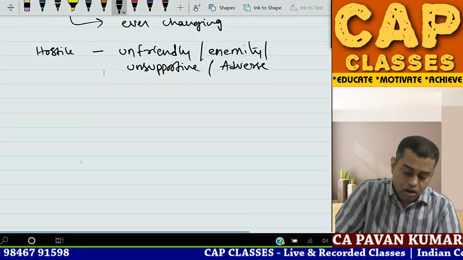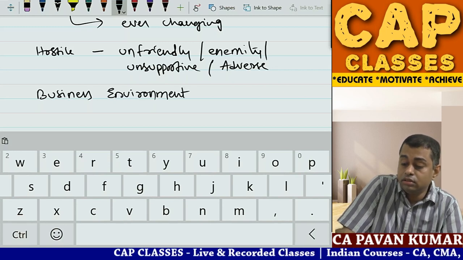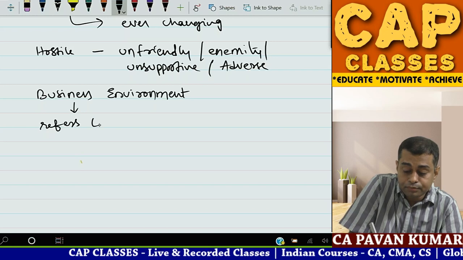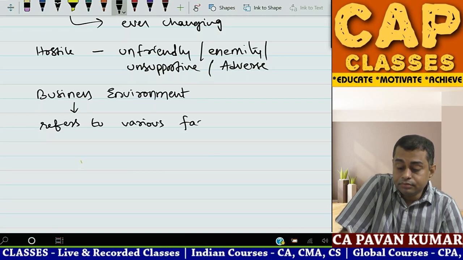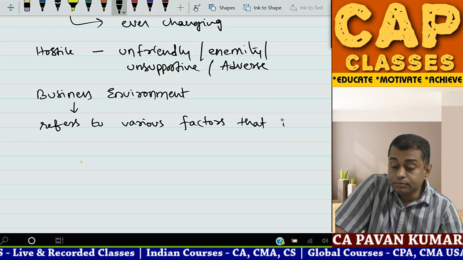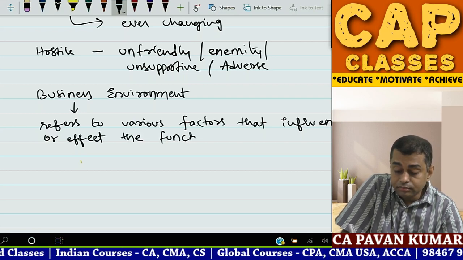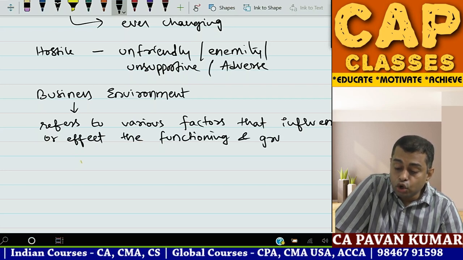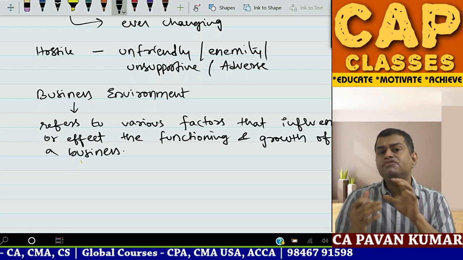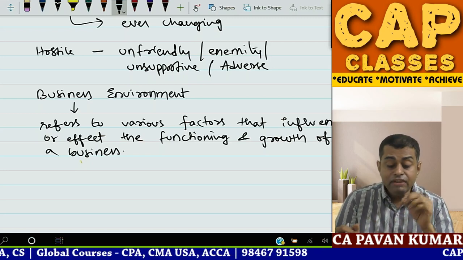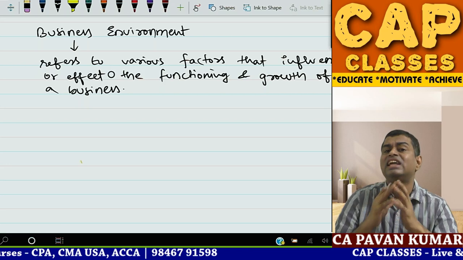Pavan sir, what is business environment? Under that write down, business environment refers to various factors that influence or affect the functioning and growth of a business. So it is a set of various factors that influence or affect the functioning and growth of a business.